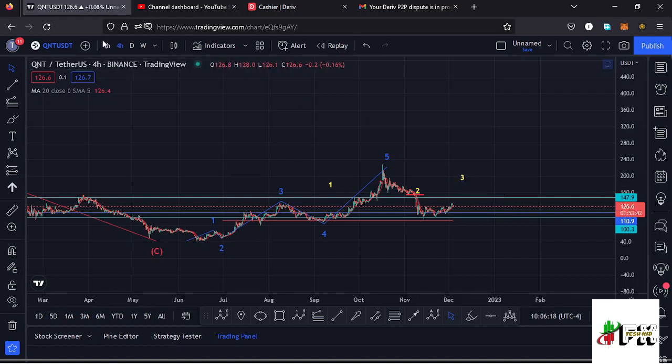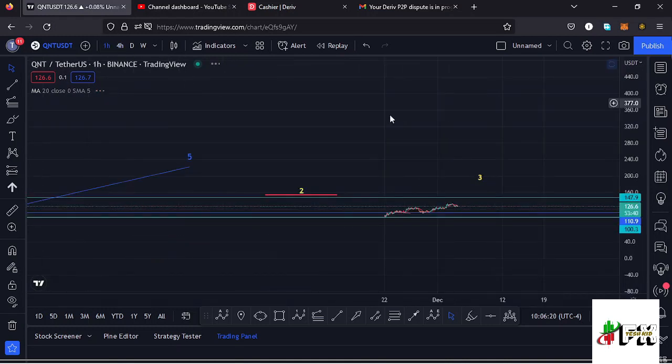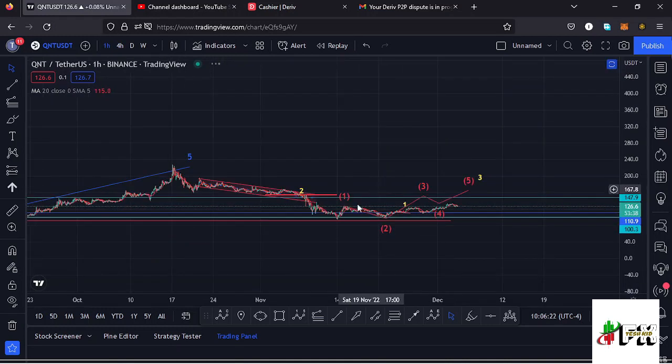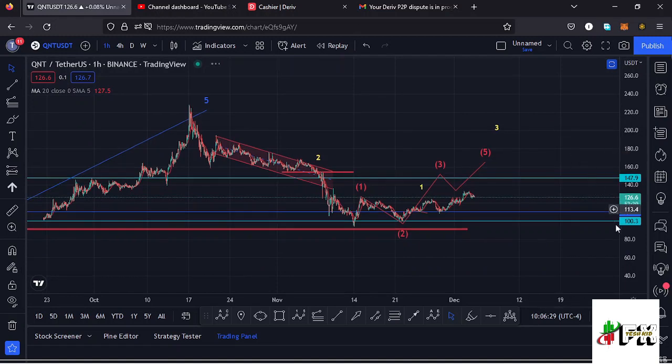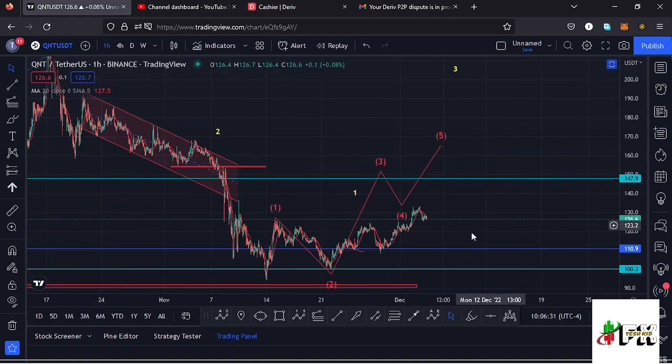And getting to the short-term scenarios, I'll be jumping to the 1-hour chart, where you can see that after making our low in that higher Elliott wave count 2 over here at around the $94.4 mark, we have been seeing a very nice bounce to the upper side in a movement that has been obeying the Elliott wave structures.